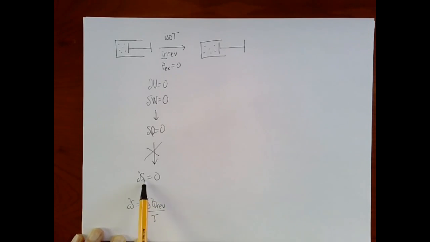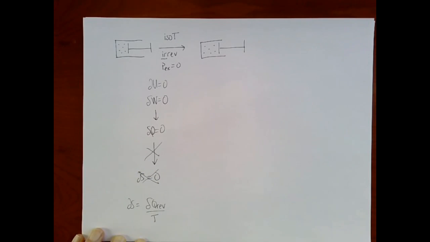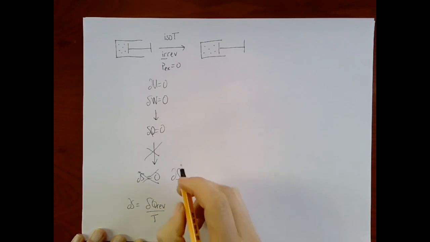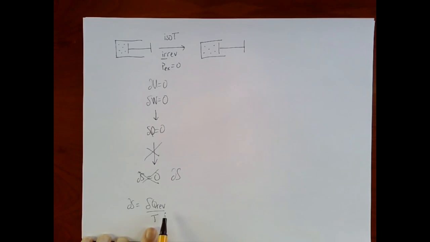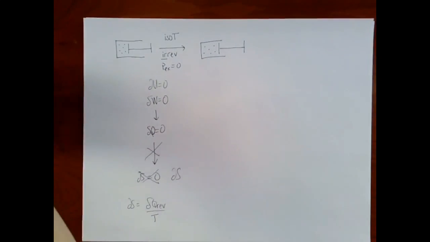So what we have to do to calculate the change in entropy for the system in this case is we have to find a reversible path from the same initial to the same final state.